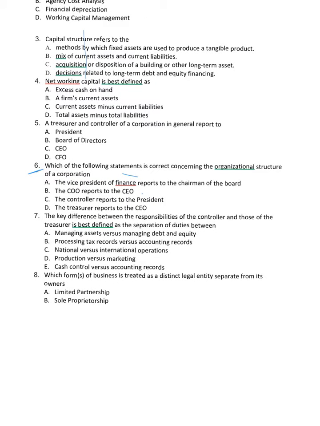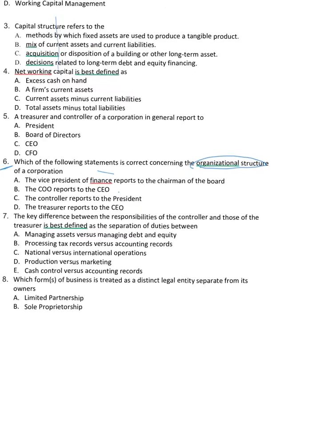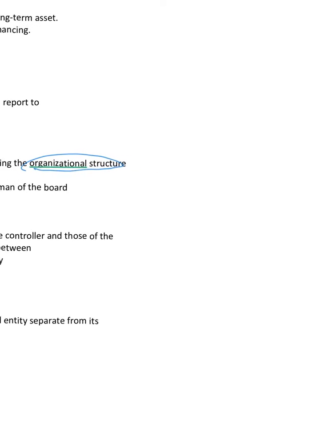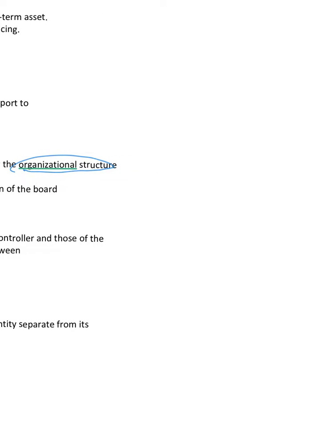Which of the following statements is correct concerning the organization structure of a corporation? Here we are looking at a certain organizational structure. So the first thing you want to do is go back to your lecture notes and look at the organization structure. You will remember that there is a certain structure which I'm just going to refer to here.